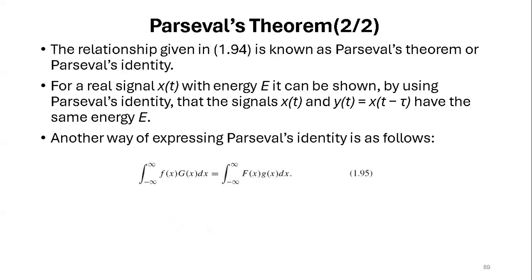The relation given in equation 1.94 is known as Parseval's theorem for Fourier transforms with energy. Using Parseval, we can take x(t) and y(t) equal to x(t) minus a time delay, and after the same energy, another expression of Parseval's theorem follows.